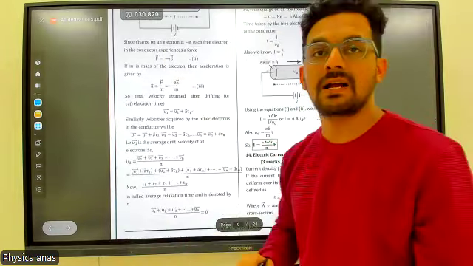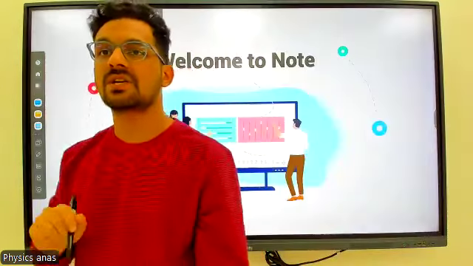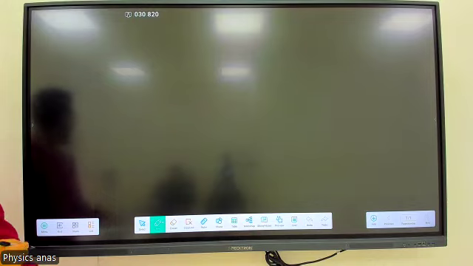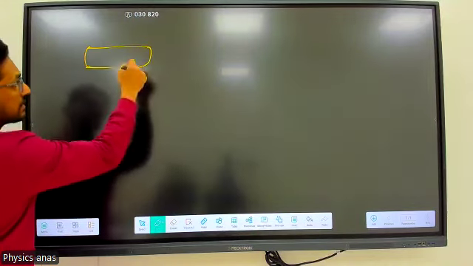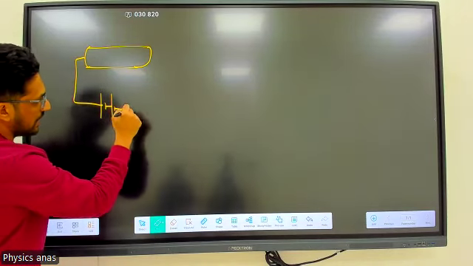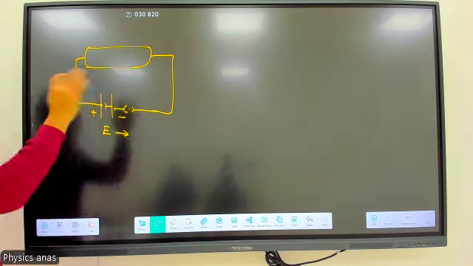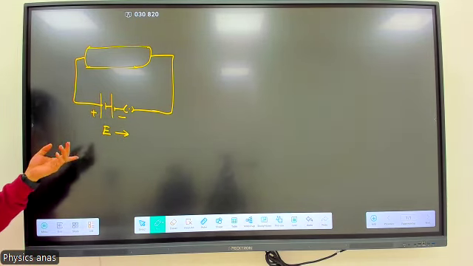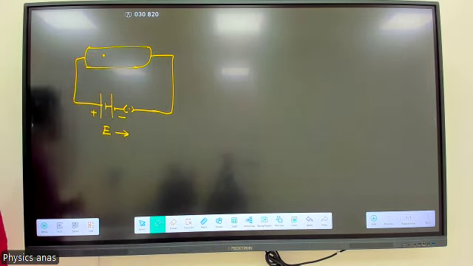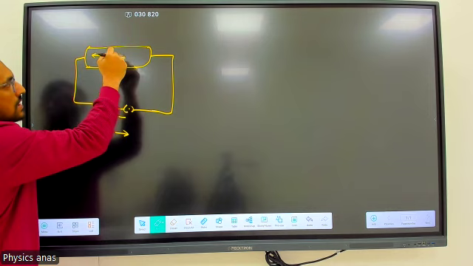We are using the same idea of force. Remember that derivation for drift velocity. Where did we start? This is a conductor, and that conductor is connected to a positive and negative terminal. This is the electric field applied in this direction. Electric field is always from positive to negative. Electrons will be moving in the opposite direction of the electric field.